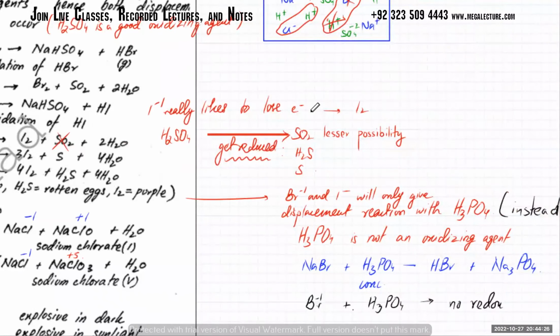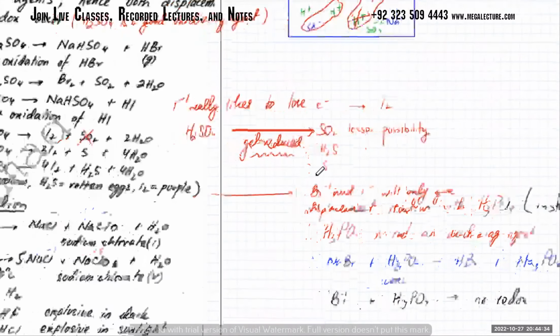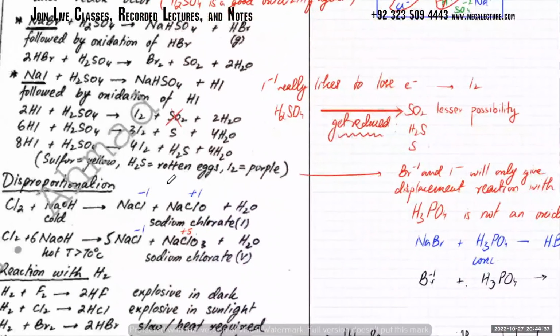So sulfuric acid gets reduced to sulfur dioxide, H2S, or sulfur. And sulfur is, remember, yellow. H2S has a smell of rotten eggs. And iodine over here is purple. These are the observations that you're going to get.